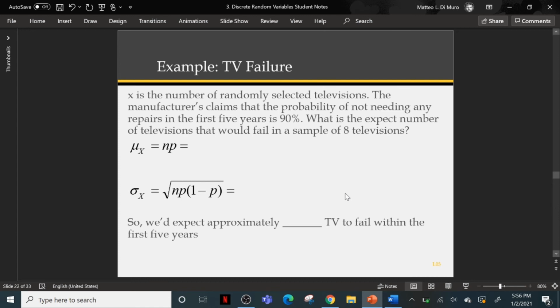So what is it? TV failure. So X is the number of randomly selected televisions. The manufacturer claims the probability of not needing any repairs in the first 5 years is 90%. What is the expected number of televisions that would fail in a sample of 8 televisions?